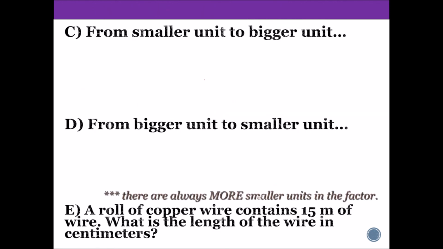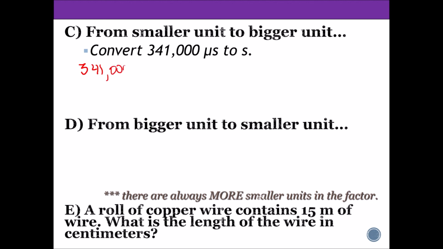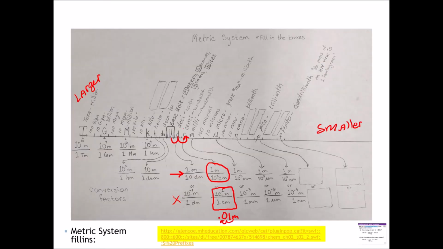Okay, let's go from smaller unit to bigger unit. Convert 341,000 microseconds to seconds. How many microseconds make up a second? Find micro. Micro is smaller than the base unit seconds. I'm going to count 1, 2, 3, 4, 5, 6. So 10 to the 6th, or 1 million microseconds, are equivalent to 1 second.